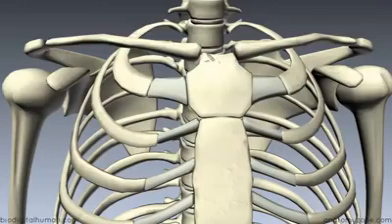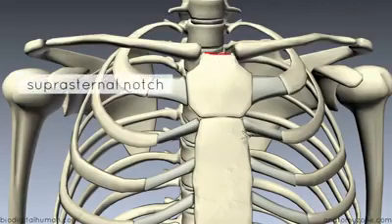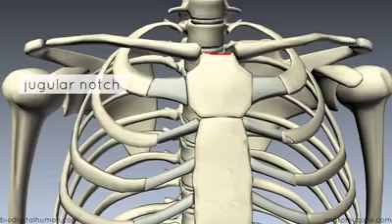So superiorly, you've got this little notch up here, which is called the suprasternal notch, because it's above the sternum, at the top of the sternum. And this is also sometimes called the jugular notch. And then you've got a facet here on the superior and lateral aspect of the manubrium, which is for articulation with the proximal end of the clavicle.